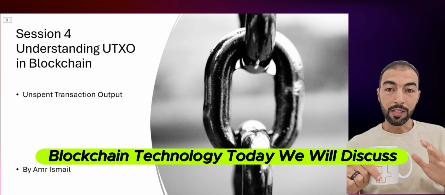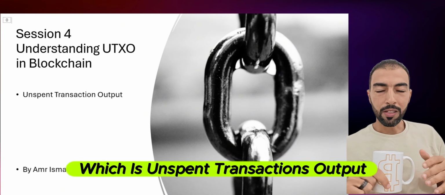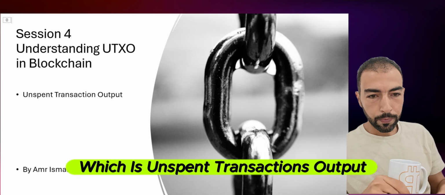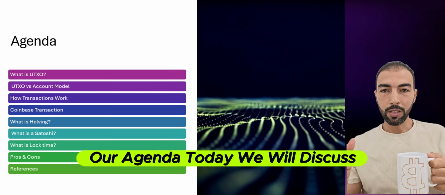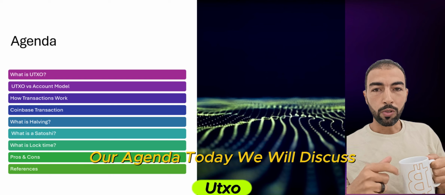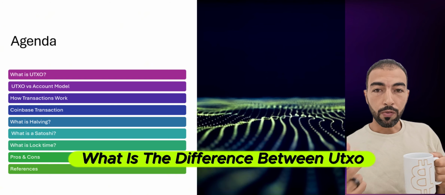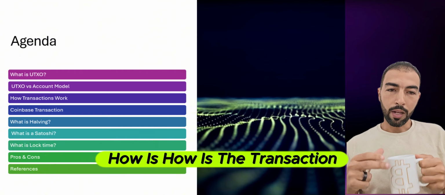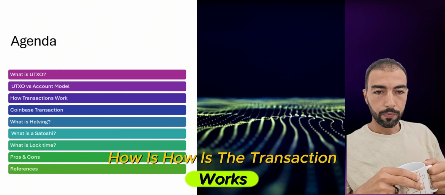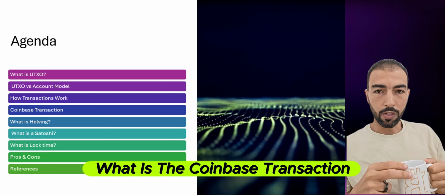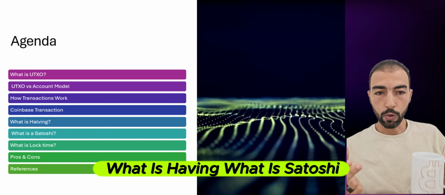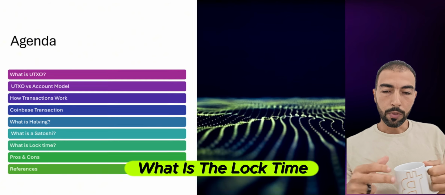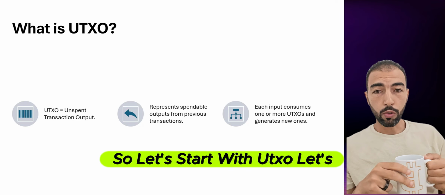Today we will discuss the UTXO, which is Unspent Transaction Output. Our agenda today: we will discuss UTXO, what is the difference between UTXO and the account model, how the transaction works, what is the coinbase transaction, what is halving, what is Satoshi, and what is the lock time. So let's start with UTXO.